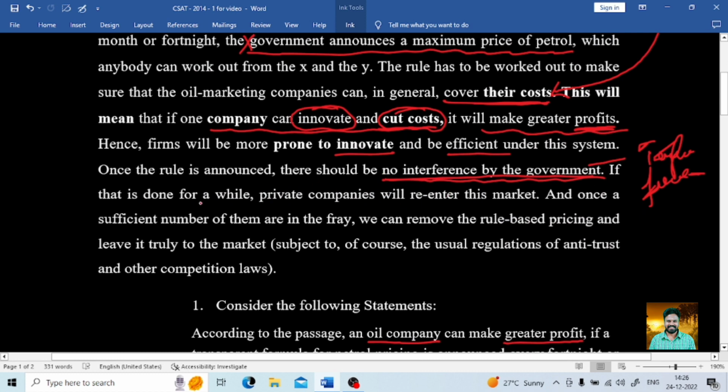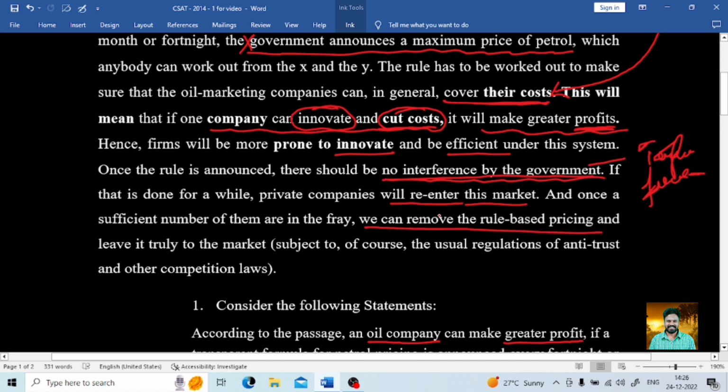If that is done for a while, private companies will re-enter this market, which means we have read about it, re-enter again. Private companies will re-enter into the market, which means they are away from the market now, they will re-enter, and once a sufficient number of them are in the fray, we can remove the rule-based pricing.